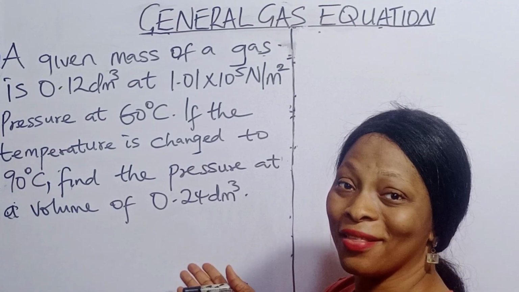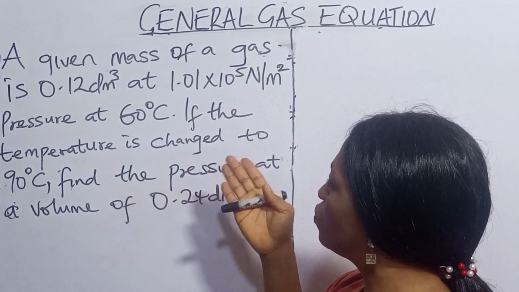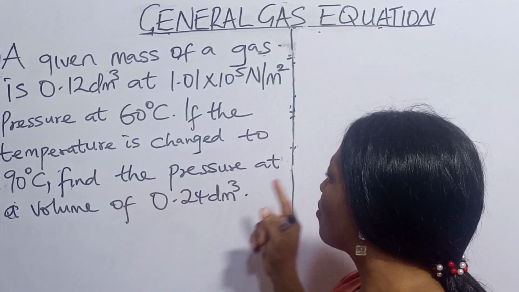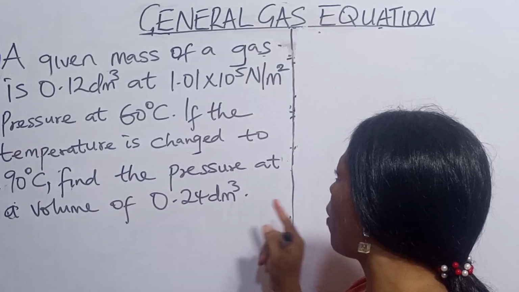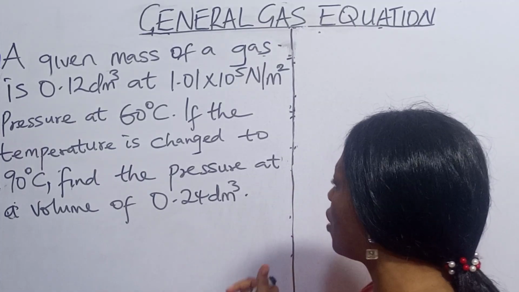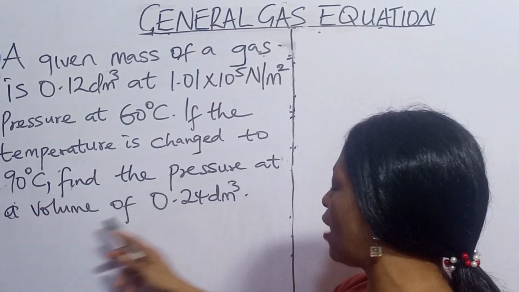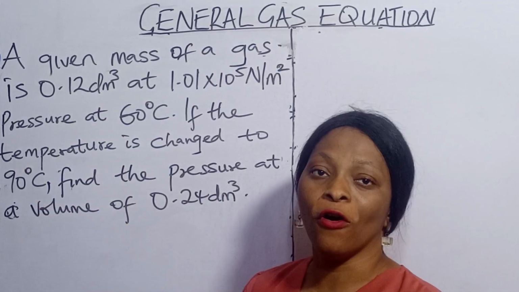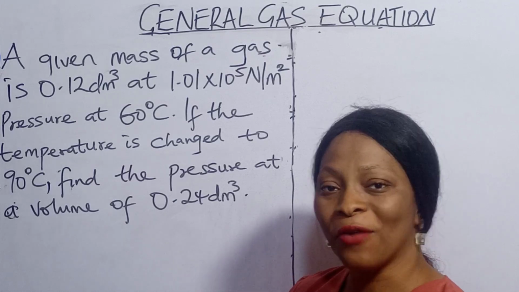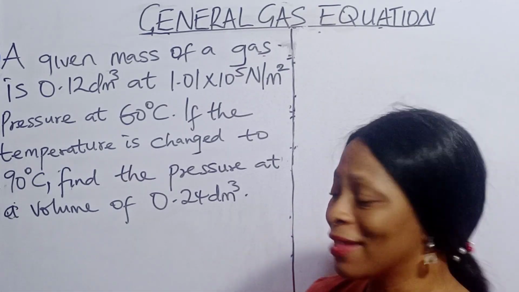Okay, let's look at this question. A given mass of a gas is 0.12 dm cube at 1.01 times 10 to the power 5 Newton per meter square pressure at 60 degrees Celsius. If the temperature is changed to 90 degrees Celsius, find the pressure at a volume of 0.24 dm cube. Very simple. So the first thing to do is to write out our parameters.